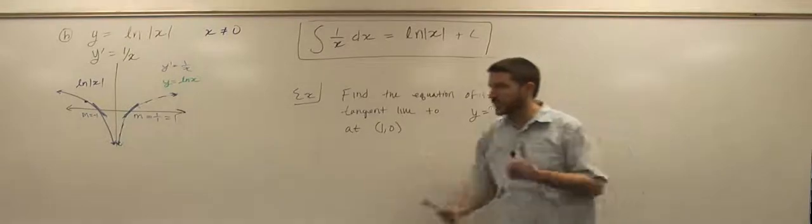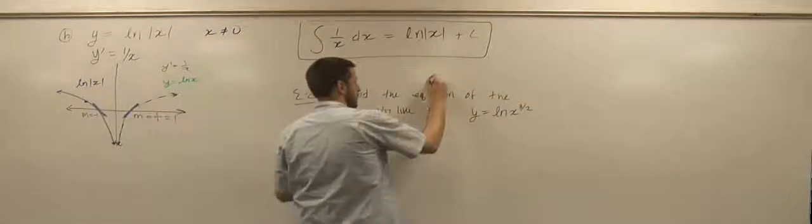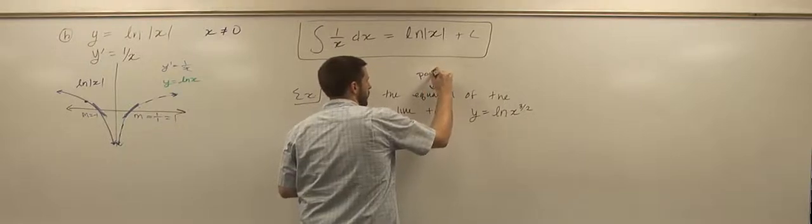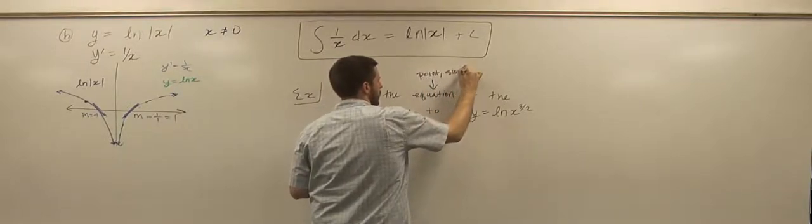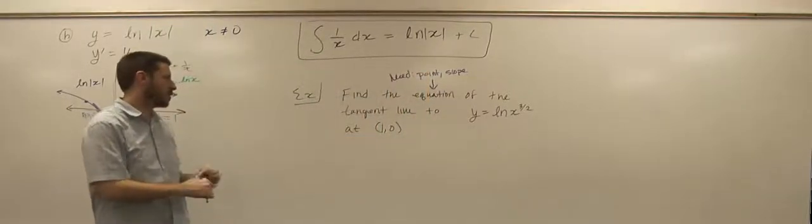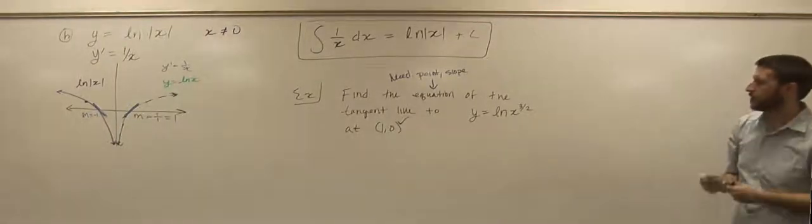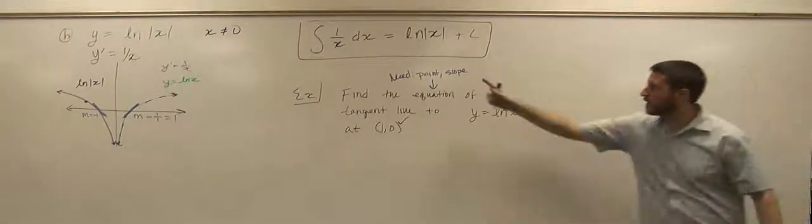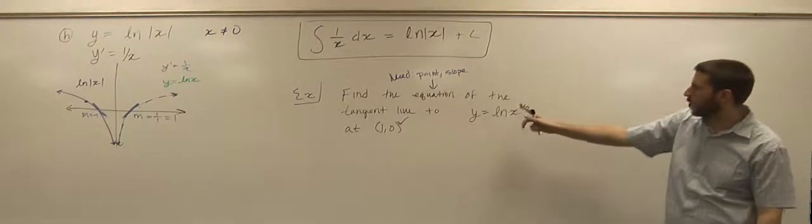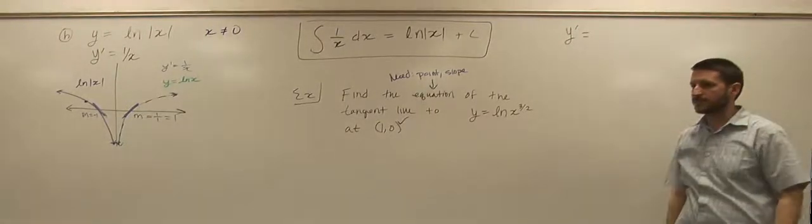Yeah, so for the equation of the tangent line, you need 2 things. You need a point and a slope. We have a point, so we need a slope. To find the slope of a curve, you do the derivative. Okay, so to find the equation of the tangent line, we have the point, we look for the slope. What's y prime going to equal in this case?